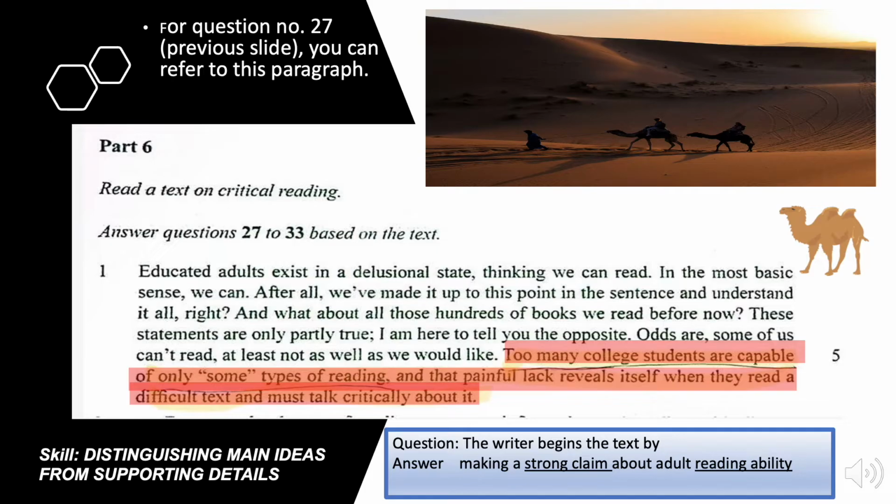For question number 27 mentioned just now, how the writer begins the text, students need to refer back to paragraph 1, line 5 to 7, whereby the clue is given for students to choose the answers. So the skill that students can apply to answer question number 27 is distinguishing main ideas from supporting details.